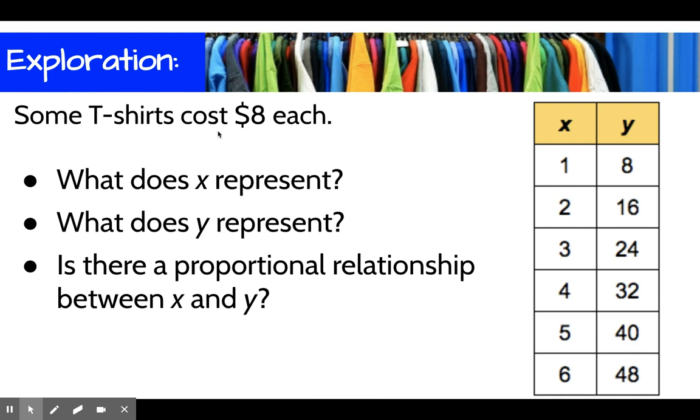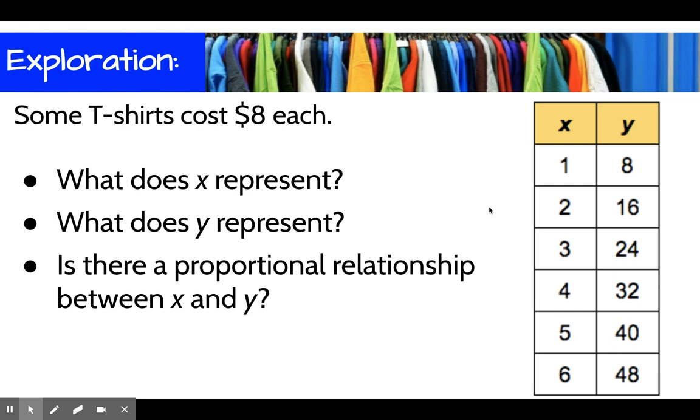Remember, our first statement says one t-shirt costs $8. So the last one we want to know, is there a proportional relationship between X and Y? And the answer is yes. There is a proportional relationship between the two. You may also note that each time it's increasing by 8. So our constant of proportionality is 8, or our unit rate is 8, because for one shirt, it costs $8. Remember that base price is our constant of proportionality, or our unit rate.